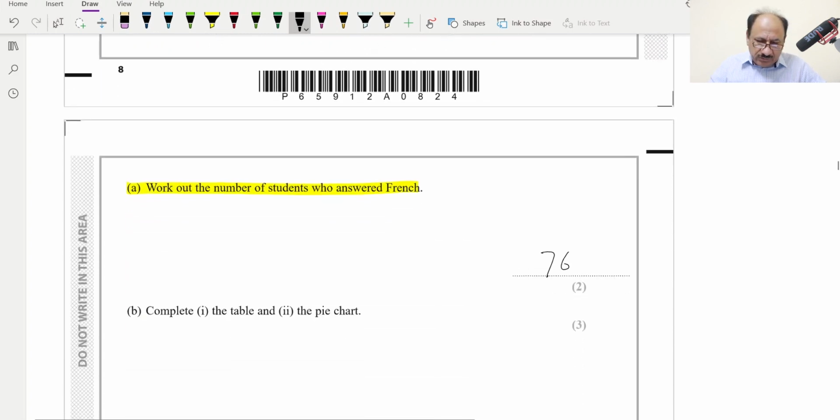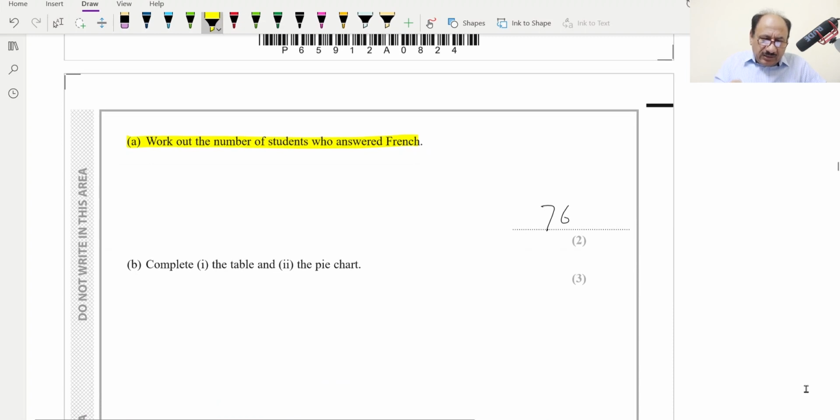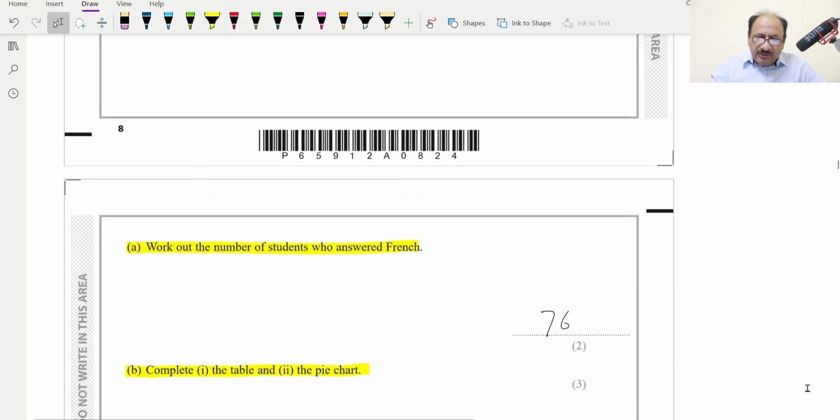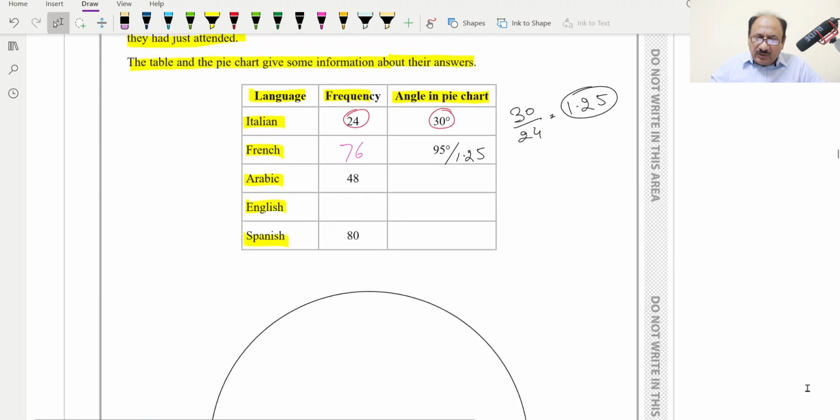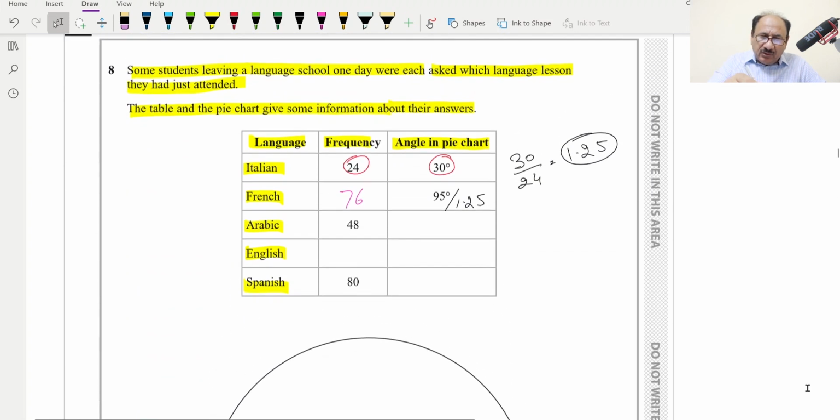This is the 2 mark question which we have done. And the second part, B, says complete the table and the pie chart. So we have to complete the table and the pie chart. We started with the table, and we got the tool also to complete the table.